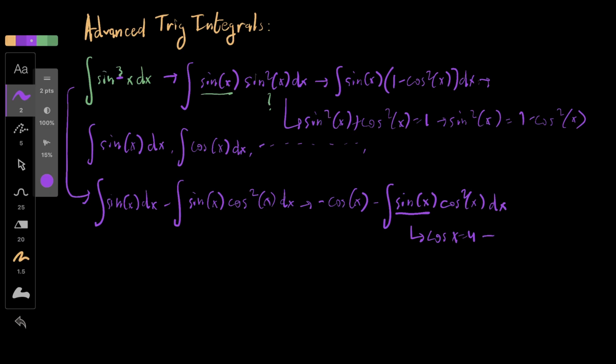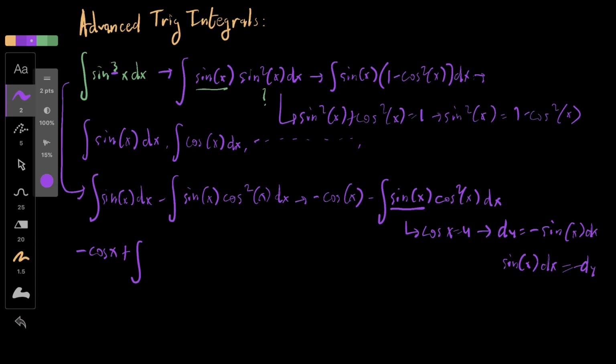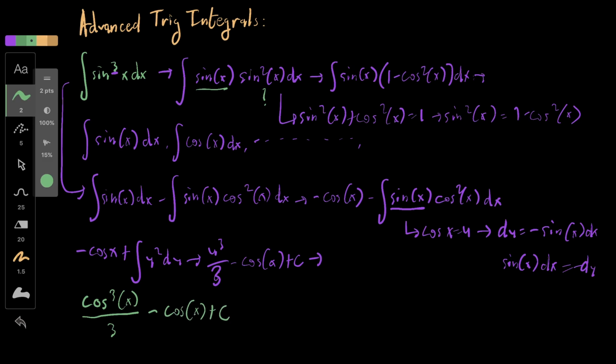So, cosine of x is equal to u. Then what we have is du is equal to negative sine of x dx. So sine of x dx, which is in our equation, is equal to negative du. So now we get negative cosine of x plus, because a negative times a negative is a positive, then we have the integral of u squared du, and integrating this gives us u cubed over 3 minus cosine x plus c, which then gives us cosine cubed of x over 3 minus cosine of x plus c.